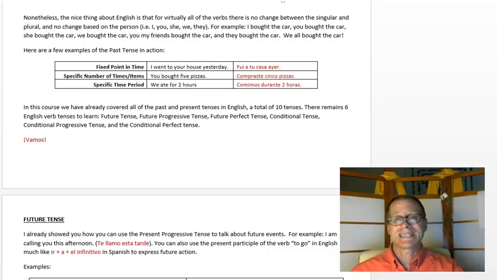In this course, we have already covered all of the past and present tenses in English, a total of 10 tenses. There remains 6 English verb tenses to learn: the future tense, the future progressive tense, the future perfect tense, conditional tense, the conditional progressive tense, and the conditional perfect tense. All right, so vamos. ¿Entiendes? ¿Verdad?